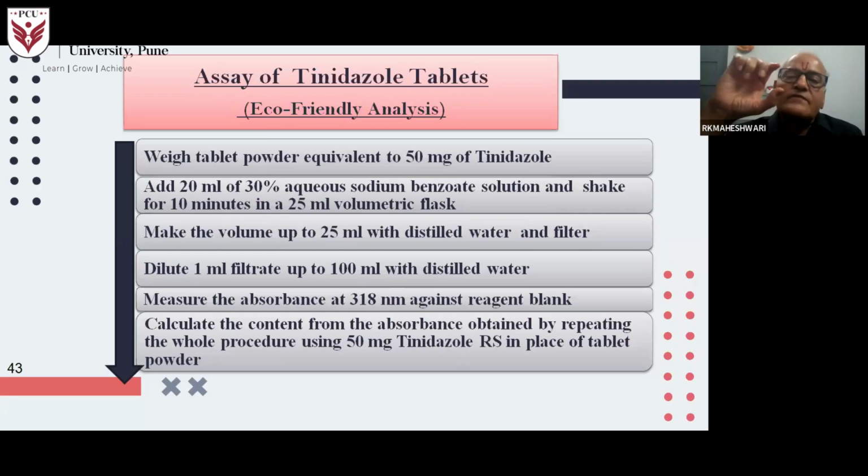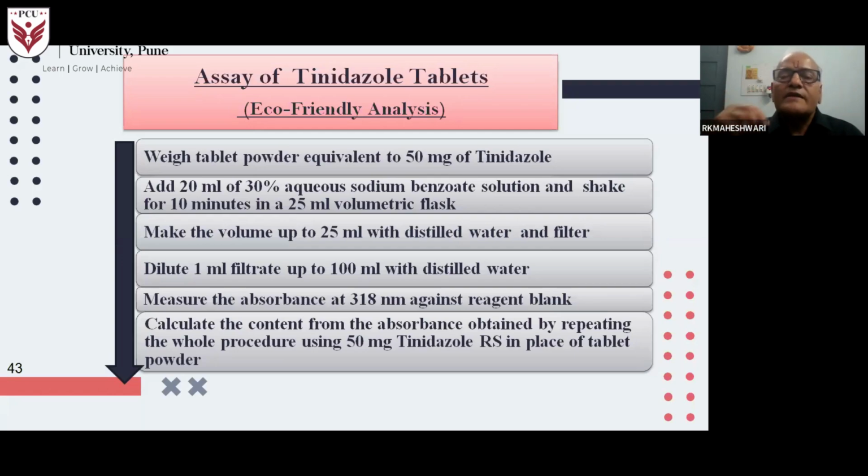Now we have to filter this because it contains water-insoluble tablet excipients. After filtration, you take 1 ml of the filtrate and dilute it up to 100 ml with water, not with sodium benzoate. Then the absorbance of this solution is noted at 318 nm, because in water the peak of indazole comes at 318 nm, while in methanol the peak comes at 310 nm. So this is due to the change in solvent character.